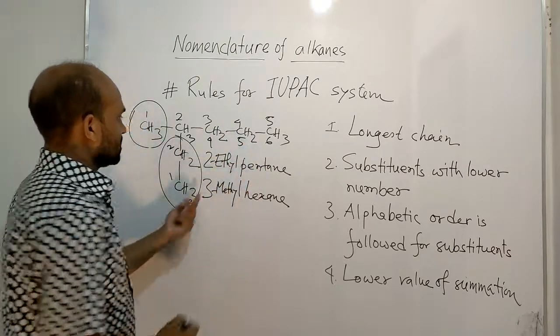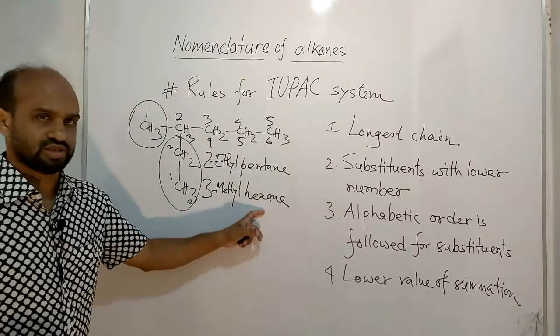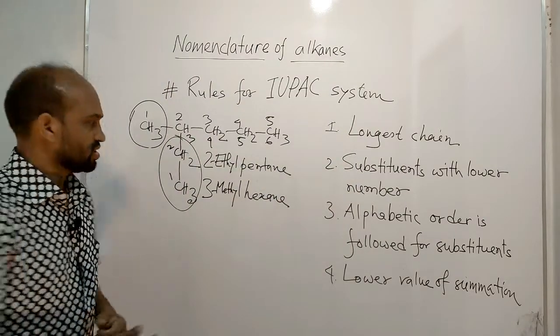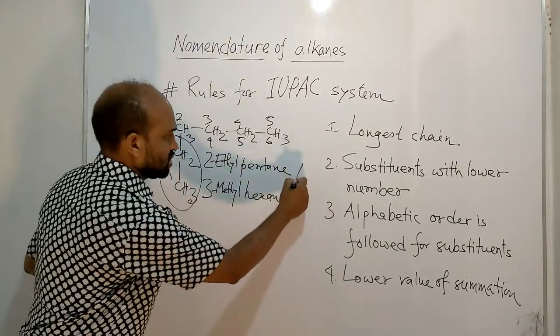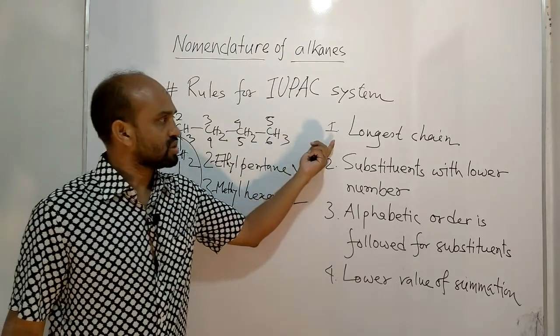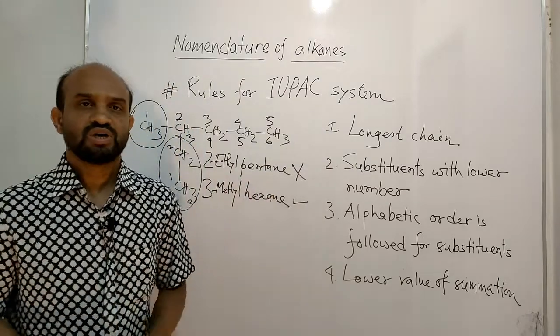Single word, 2-ethylpentane or 3-methylhexane. So the longest chain must be detected first. This is the name of this compound; this will not be the name of this compound. So this is all about the longest chain determination. Next, move on to the second point.